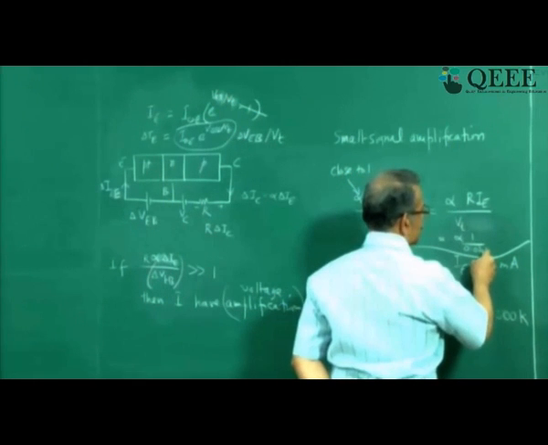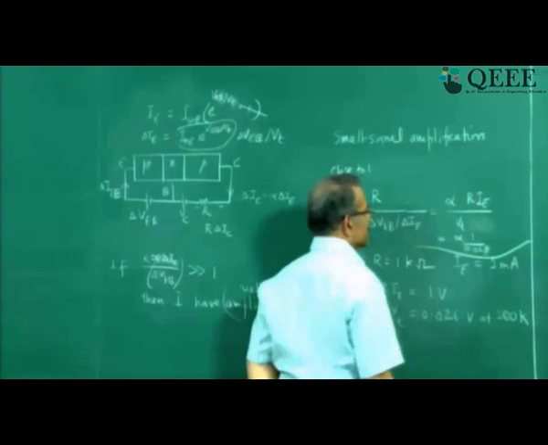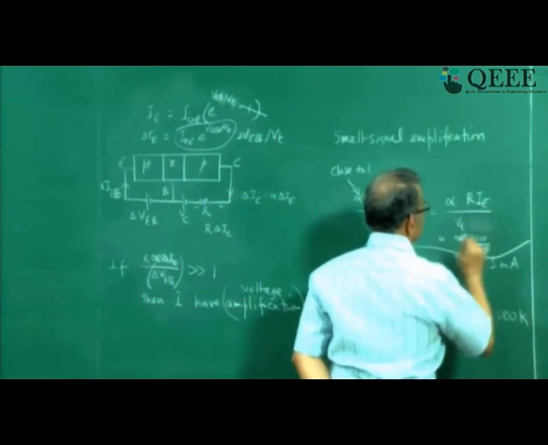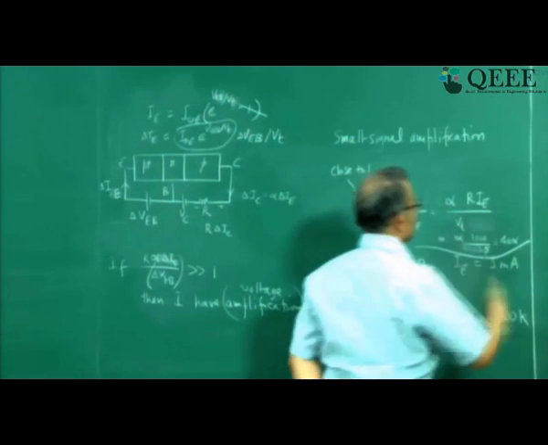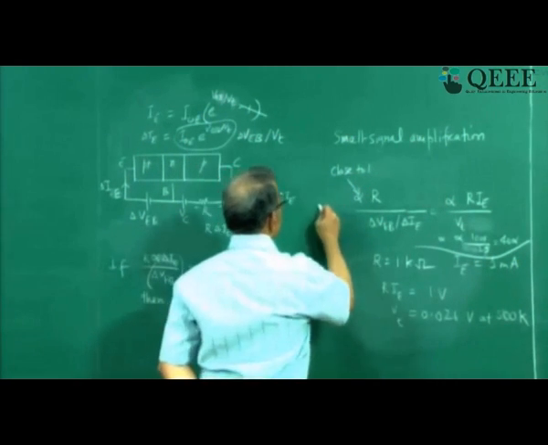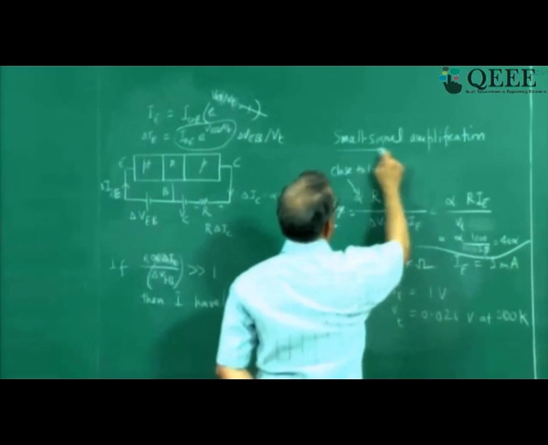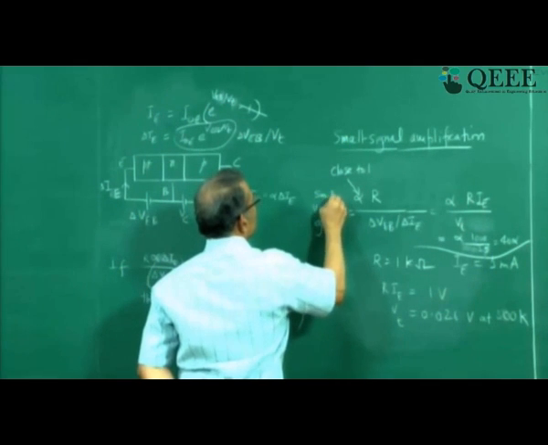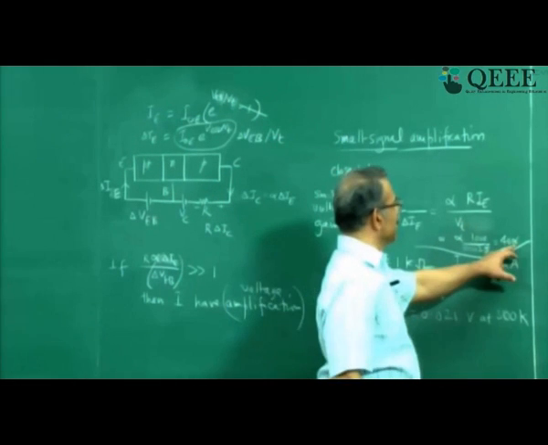How much is this? I can roughly take this to be 0.025 for making a simple calculation. This will be 1000. So 1000 by 25, which is equal to 40 times alpha. So this is my voltage gain. And we are talking about small signal amplification. So this is small signal voltage gain. Small signal voltage gain is 40 times alpha.